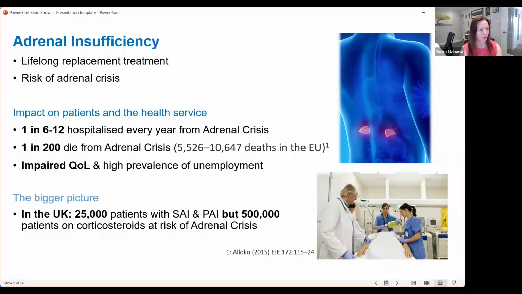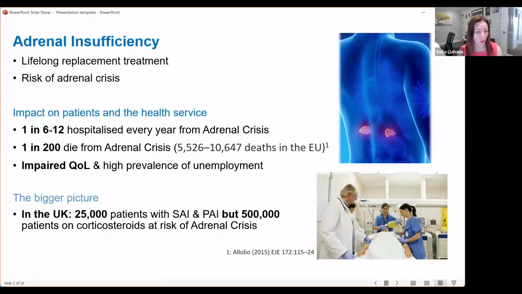most people who are here today may have impaired quality of life, and there's a high prevalence of unemployment. So the day-to-day impact of adrenal insufficiency is quite significant, as well as the impact of adrenal crisis.